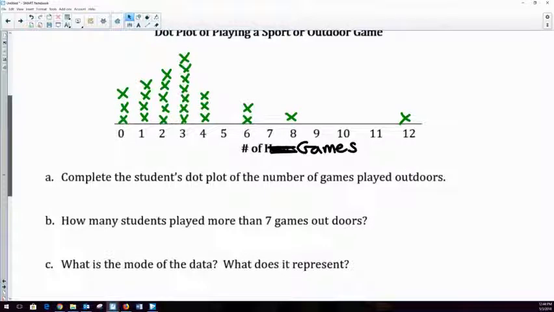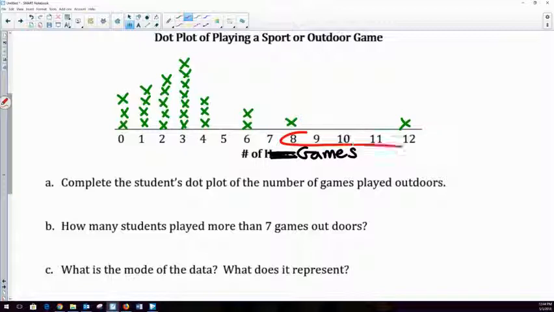So the first thing says, complete the student's dot plot of the number of games played outdoors. Well, I just did that one, so that's already taken care of. Letter B is saying how many students played more than 7 games. So the numbers that are more than 7 are 8 through 12. So how many X's or dots do you have on the numbers 8 through 12? We have 2 students.